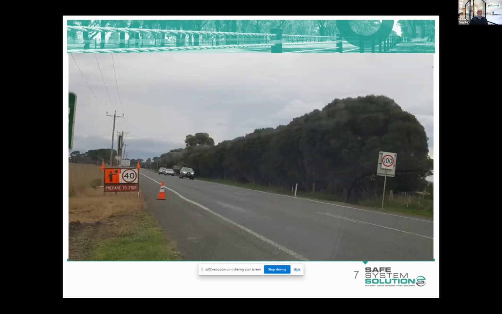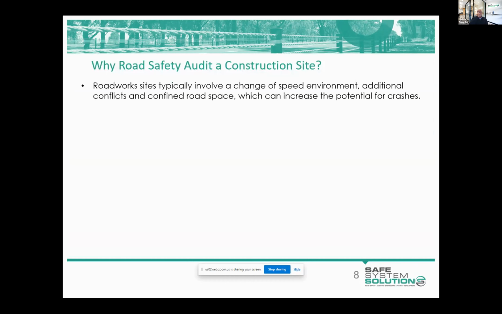So again, if you're out auditing the site, talk to those responsible. The responsibility doesn't just sit with the traffic management company. The responsibility sits with the owner of the site. It might be the Department of Transport, it might be the council, it might be the contractor that's been engaged by the Department of Transport or the council. Ensure that you're talking to those people about the site, because they're the ones who are ultimately responsible to ensure the site is in a safe condition for people to travel through.